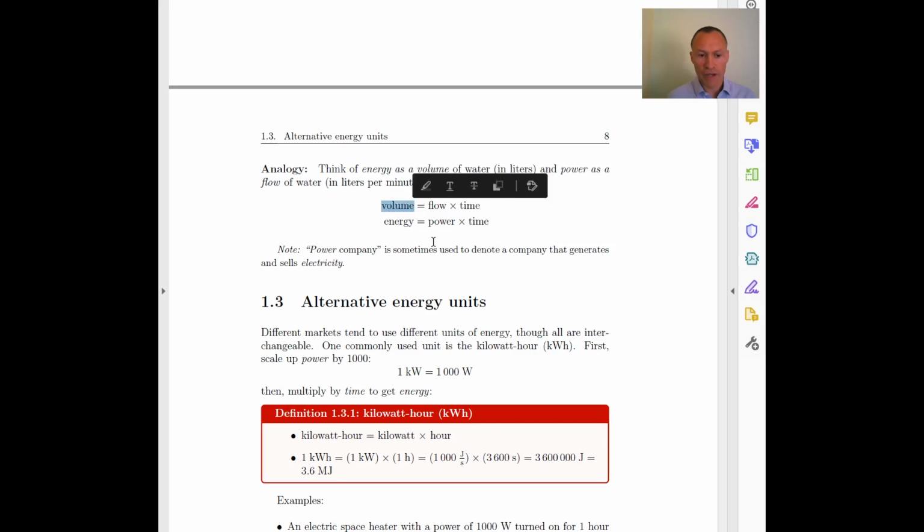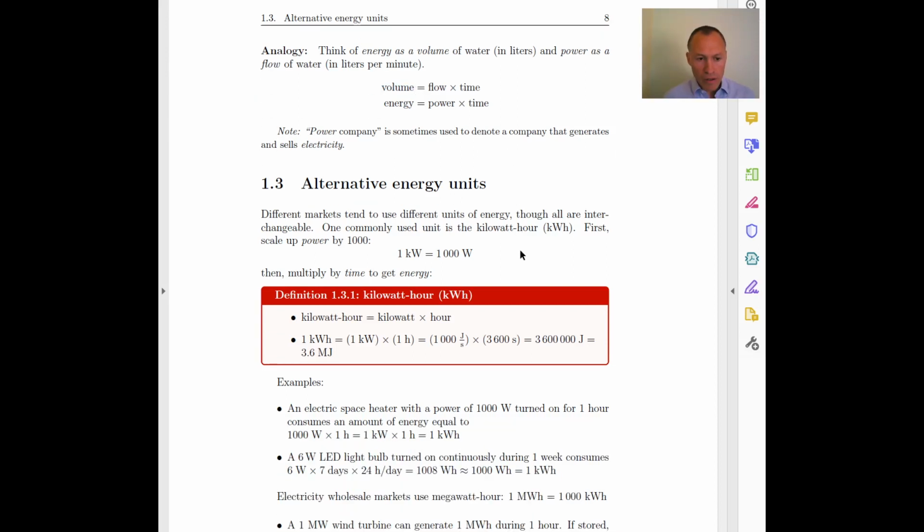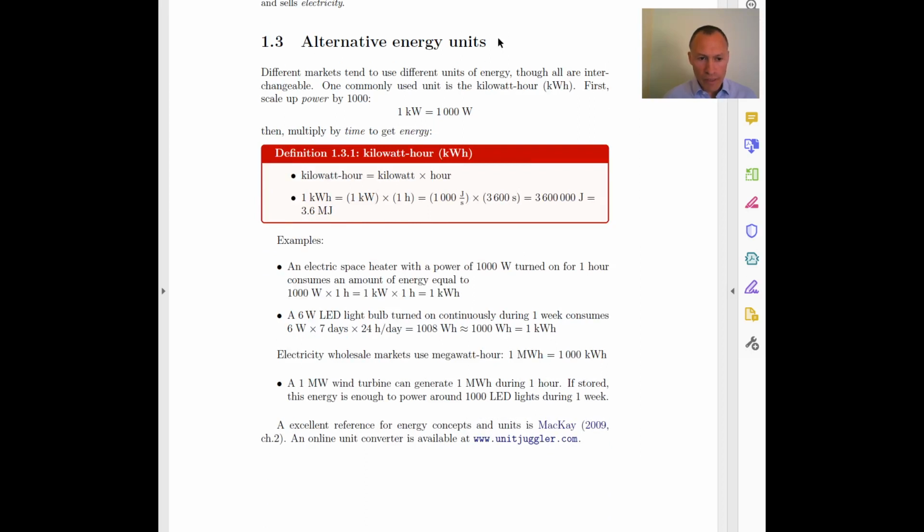Think of energy as volume. For example, if I have a bottle full of water, the volume inside the bottle, the amount of water, is energy. And then as I start pouring the bottle, the water flows out of the bottle, and think of that as power.